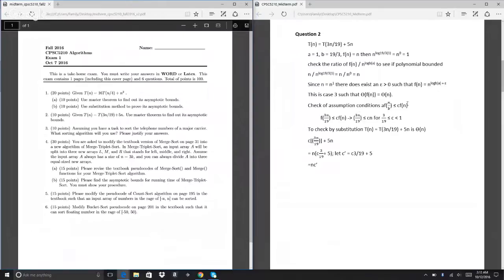Here is the form that we're going to check, keeping in mind that c needs to be less than 1. Once we substitute in our a, b, and f of n terms, we can see that as long as c is greater than or equal to 3/19, this holds. But again, it has to be less than 1. So here we've bounded c. For substitution, we can plug this in, and once we separate the n term and consolidate the n here, you're left with a constant term, so you can let c prime be this constant, and now you have n times c prime.